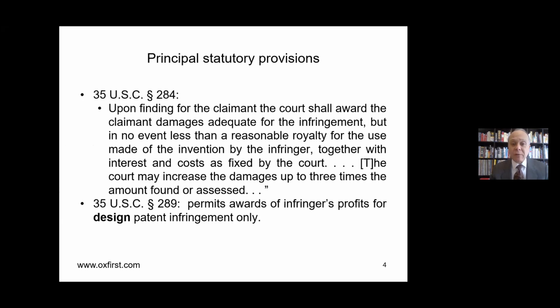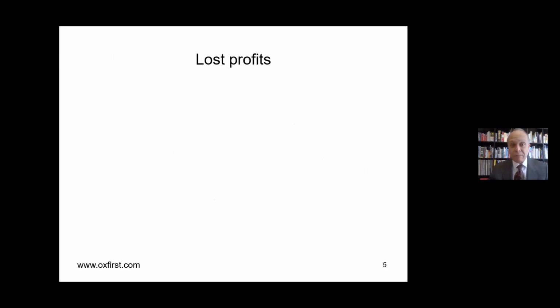And that last sentence: the court may increase damages up to 3 times the amount found or assessed. Section 289, if I have time to talk about that at the end, is the provision that permits awards of the infringer's profits, but only in design patent cases in the United States, not in utility patent litigation.